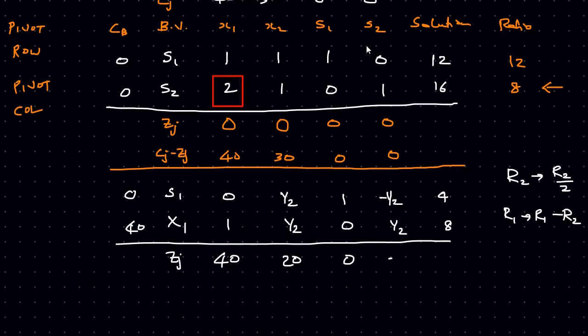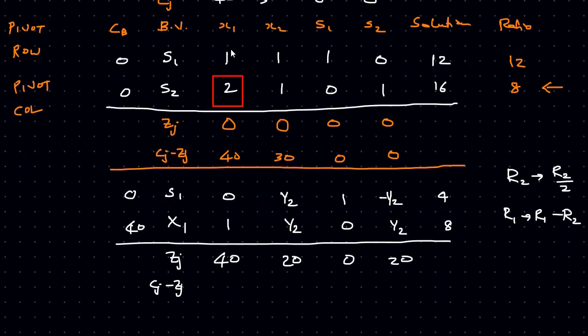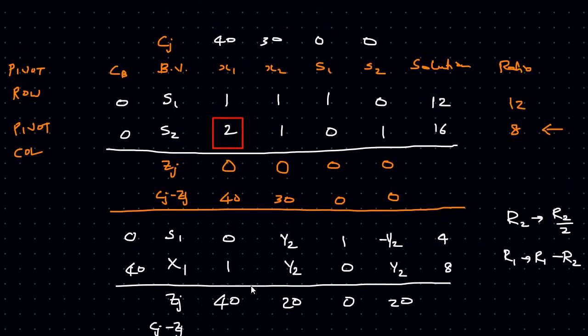Okay, and now Cj minus Zj. The Cj value remains the same throughout the iterations. So if you want you can write it again, or you can just use this value. So here we have 40 minus 40, that will be 0, and then 30 minus 20, so 10, 0 minus 0, 0, and 0 minus 20, minus 20.